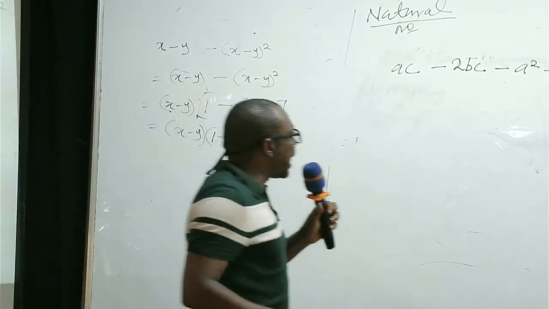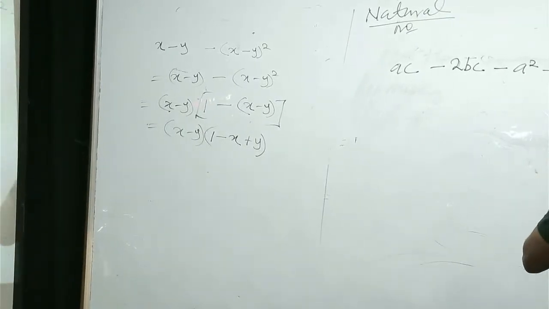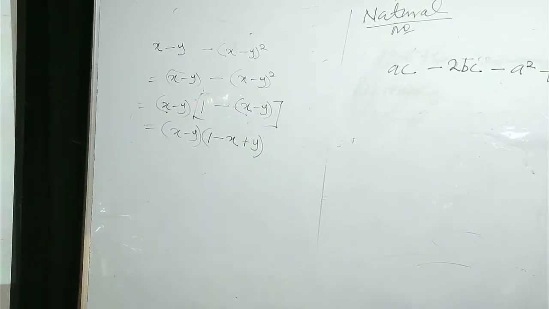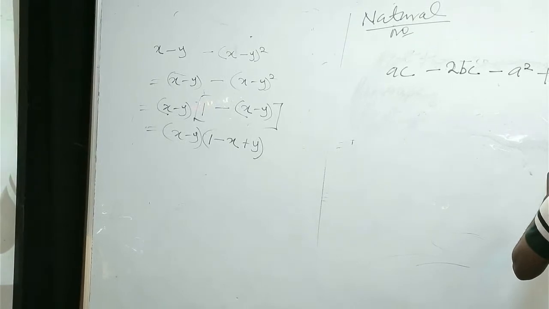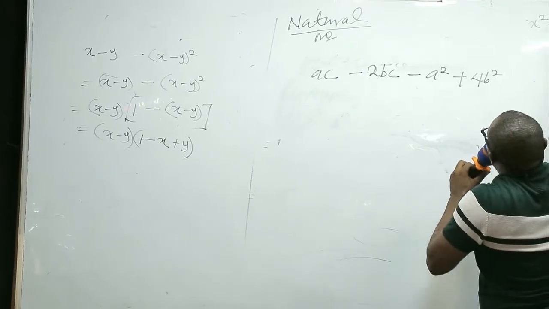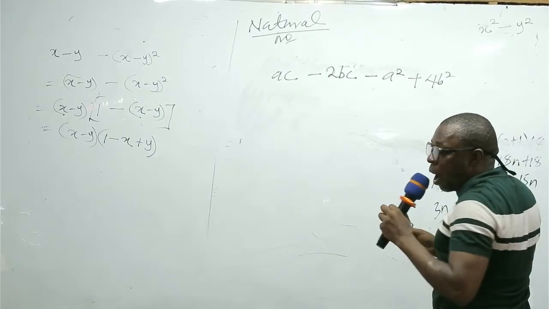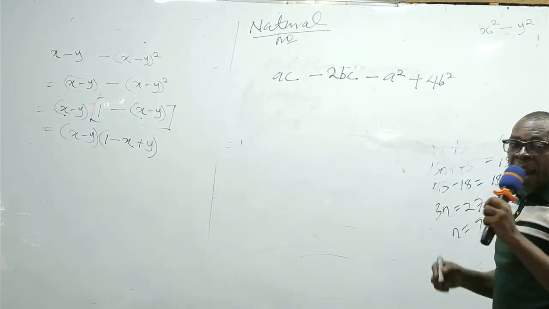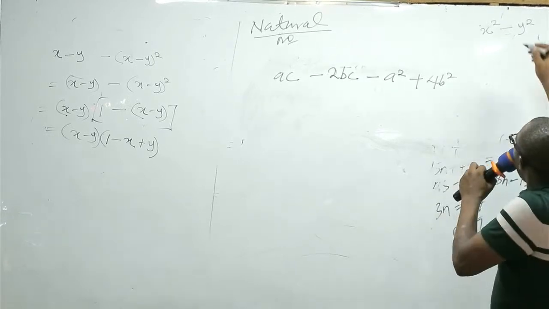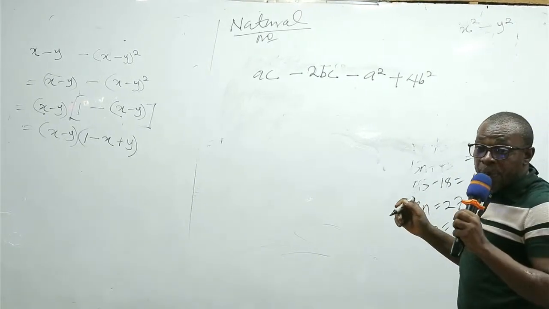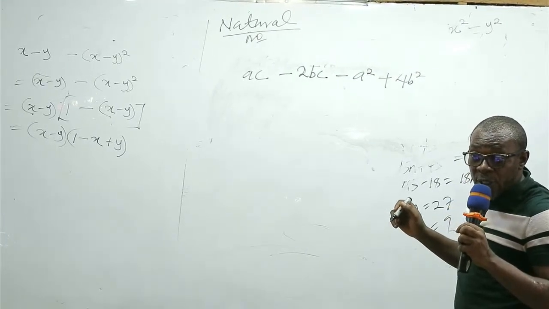Now, look at the next one. The next one is this. If I have x squared minus y squared, this is squared, separated by what? It means it is difference of two squares.